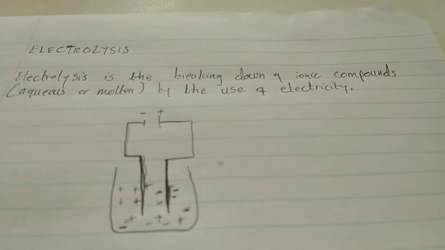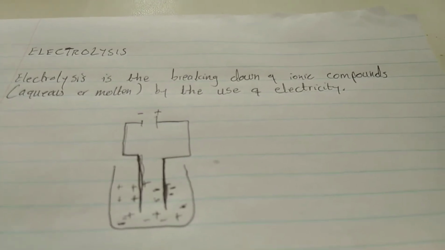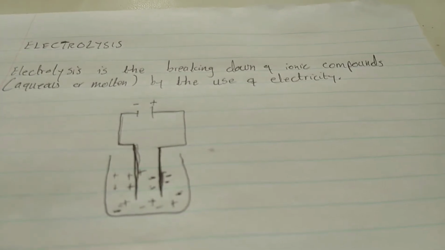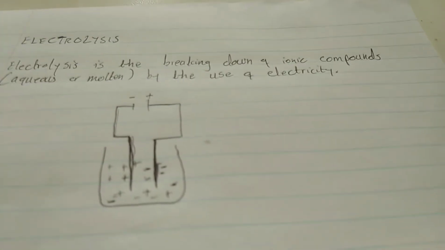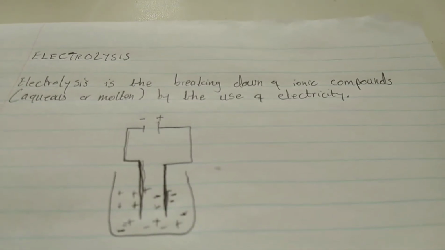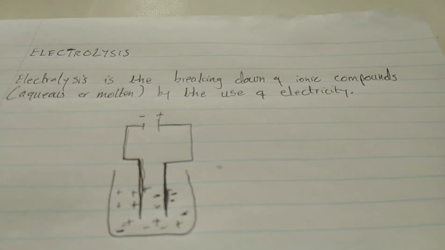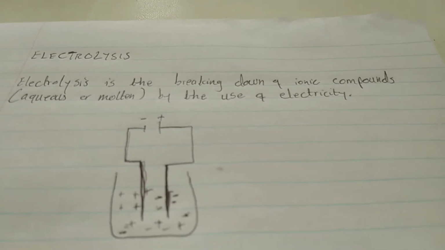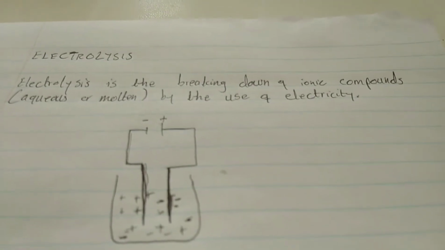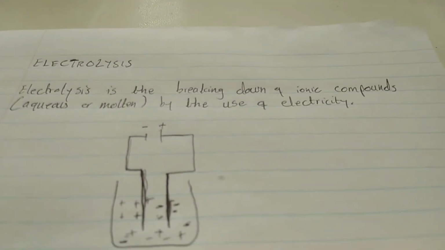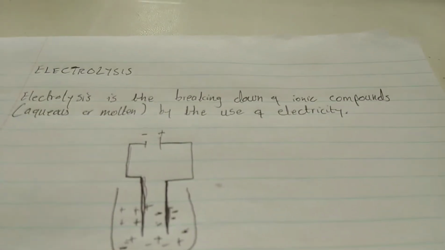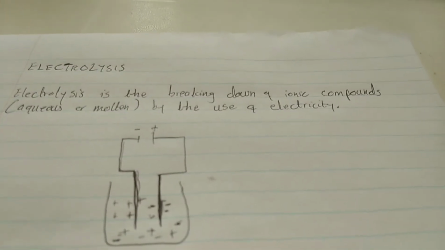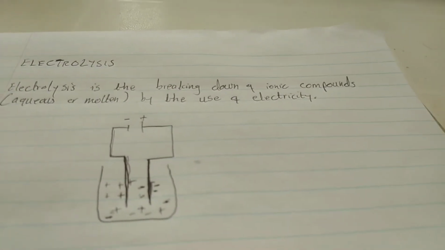From the lesson on bonding, we learned that ionic compounds are the only ones that can conduct electricity. And for them to conduct electricity, they have to be molten or in an aqueous solution. When you say an aqueous solution, we mean that they have to dissolve in water. That is the only state in which ionic compounds can conduct electricity. So electrolysis is when we break down these ionic compounds by using electric current or electricity.